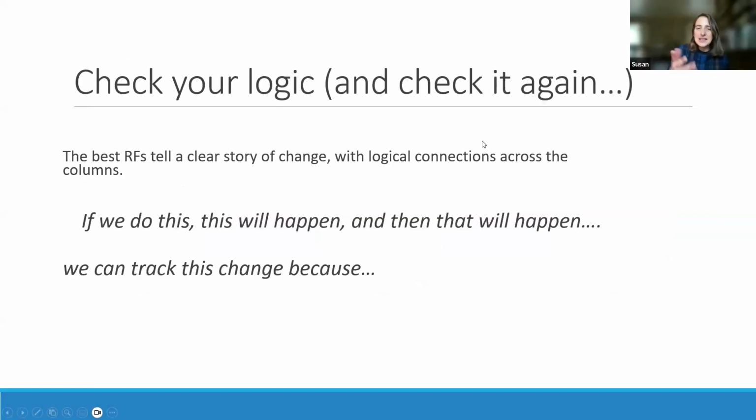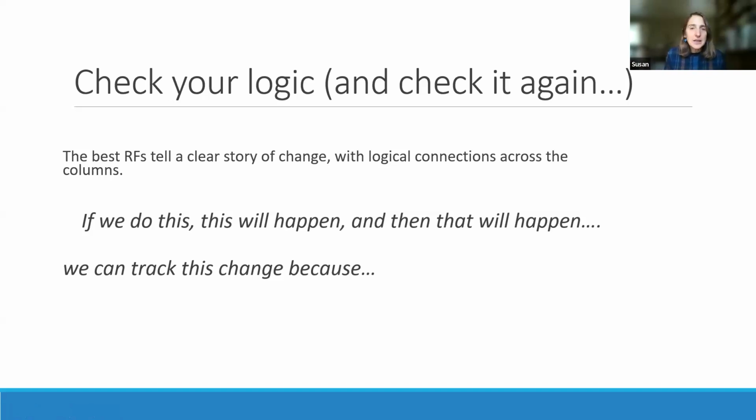Okay. So really, what you need to do again and again as you draft your RF, and as both Elaine and I have said, it's not a question of starting in one column and working through that and going on to the next row. It's something that you move around in a lot. The best RFs will tell a clear story of change, and they'll have logical connections across the columns so that an outsider can look at it and say, well, if we do this, then this will happen, then that will happen. And we know it will have happened because we're collecting data on this, and that is illustrating the change.